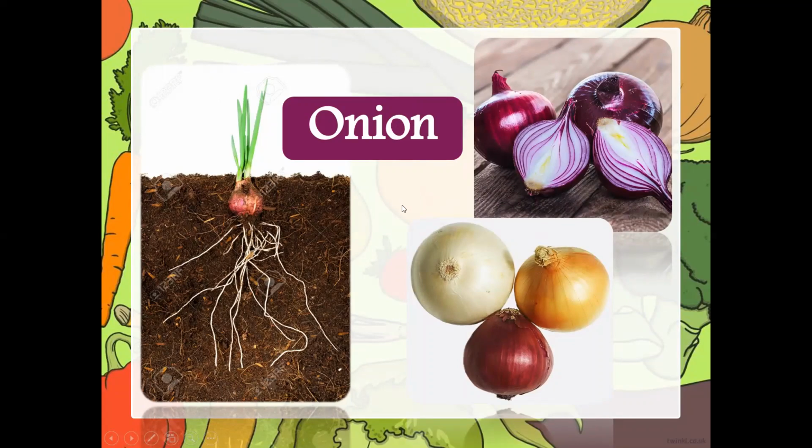And there are different colors of onions. We have the white, and we have the red one or the purple one, and we have also this one that is orange color, we can say. So there are three colors of the onions.